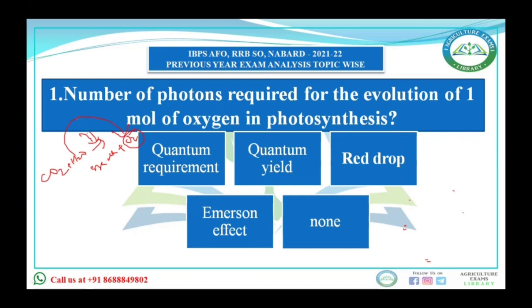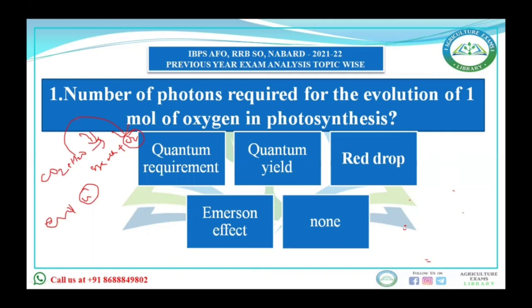Okay, in photosynthesis, how many photons are required for the evolution of 1 mole of oxygen? That is not the question. The question is, what is that term? What do we call the number of photons required for the evolution of 1 mole of oxygen in photosynthesis? Quantum requirement, quantum yield, red drop, Emerson effect. Let me explain. First, let me explain red drop.